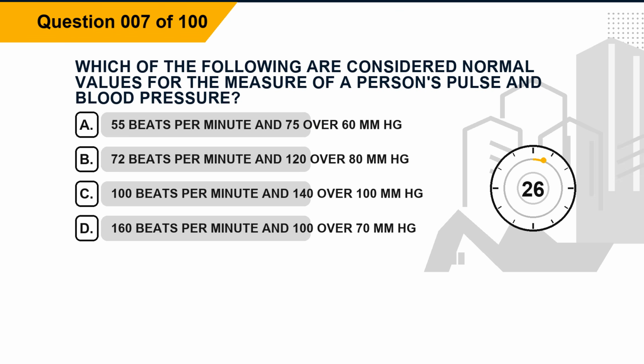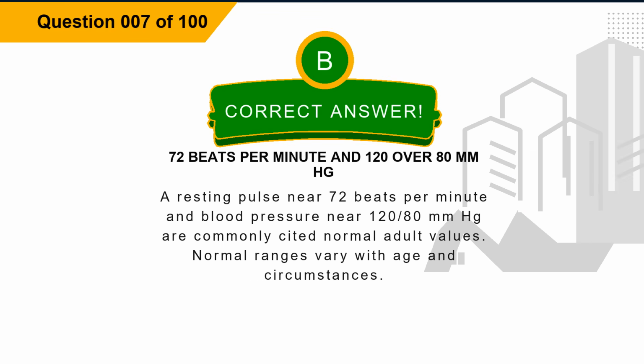Question 7. Which of the following are considered normal values for the measure of a person's pulse and blood pressure? Option A, 55 beats per minute and 75/60 mm Hg. Option B, 72 beats per minute and 120/80 mm Hg. Option C, 100 beats per minute and 140/100 mm Hg. Option D, 160 beats per minute and 100/70 mm Hg. The correct answer is option B, 72 beats per minute and 120/80 mm Hg. Explanation. A resting pulse near 72 beats per minute and blood pressure near 120/80 mm Hg are commonly cited normal adult values. Normal ranges vary with age and circumstances.